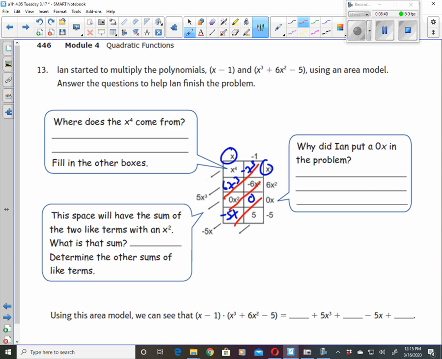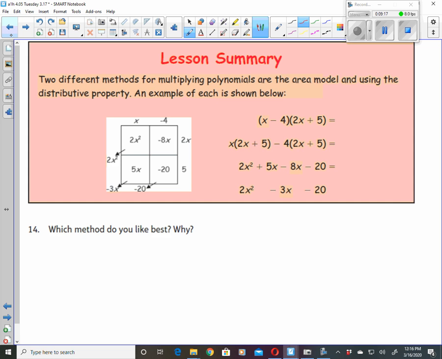They put the answer down here. This should have been x to the fourth. 5x cubed, that's going to be minus 6x squared. Minus 6x squared is what they're asking. 5x and then plus 5. So x to the fourth plus 5x cubed minus 6x squared minus 5x plus 5 in terms of filling this out. A little fast there, wasn't I?